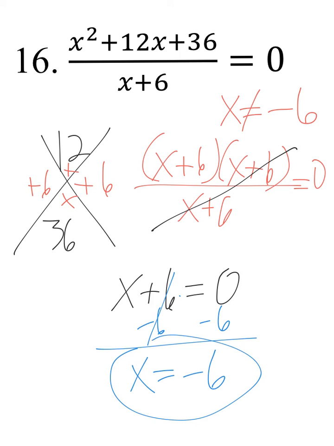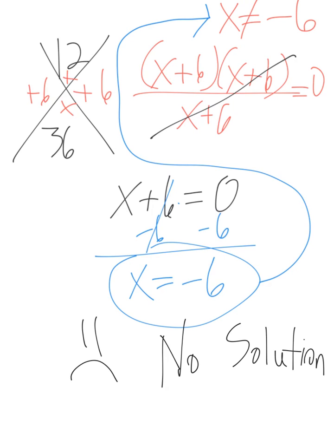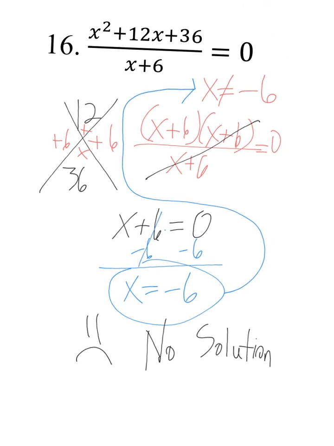Now, we just said, though, that x can't equal negative 6. So since that's the only solution, and we can't equal that, then we must conclude that there is no solution. All right? But we wouldn't have known that without doing all this work, okay?